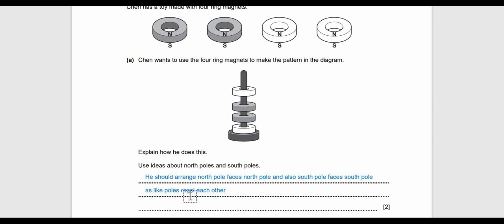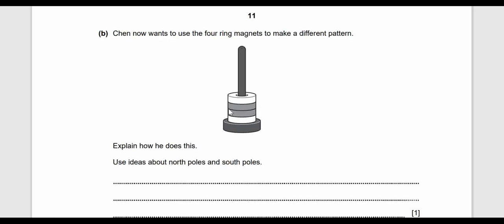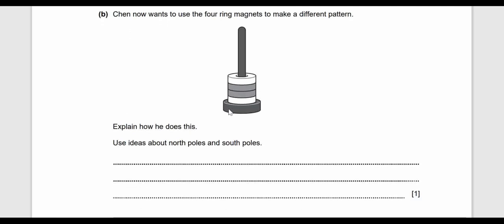Next question. Now we're in question B, still about Chen. Now he wants to use the 4 ring magnets to make a different pattern like this. Well, they are attached to each other. Explain how he does this. Use idea about north pole and south pole.